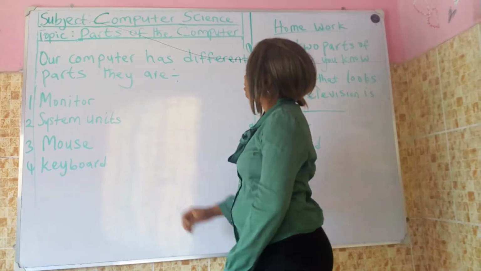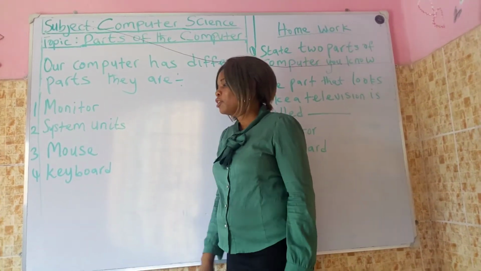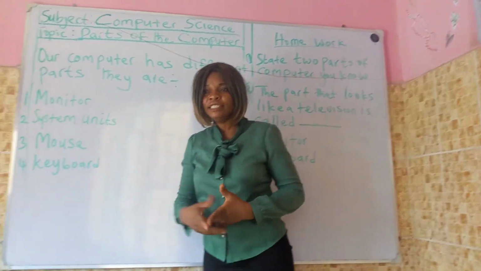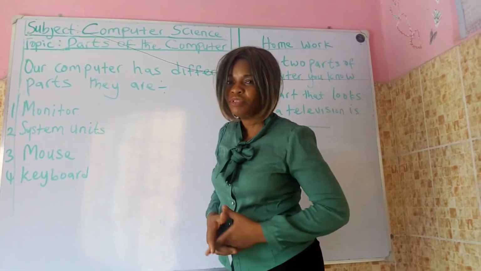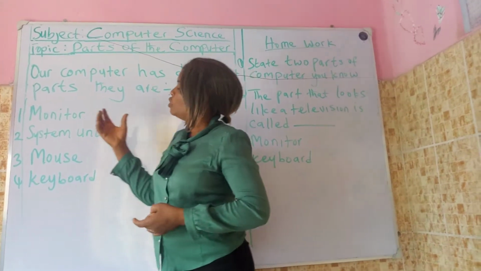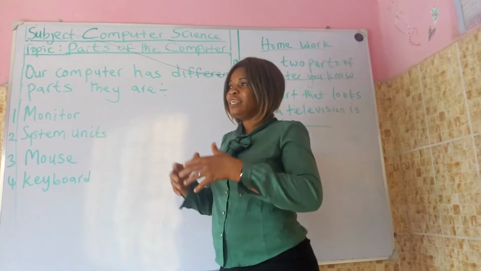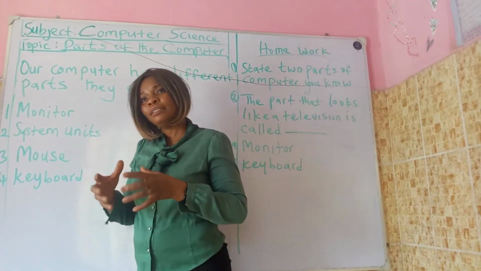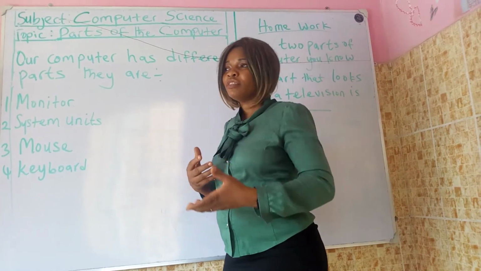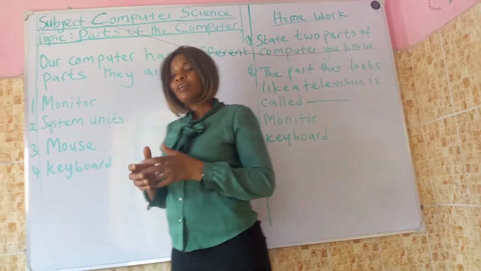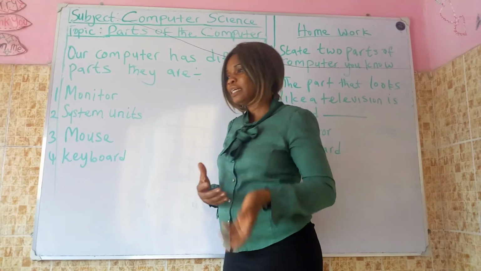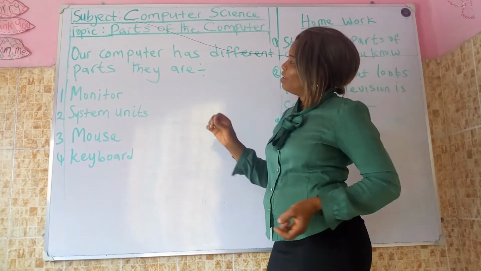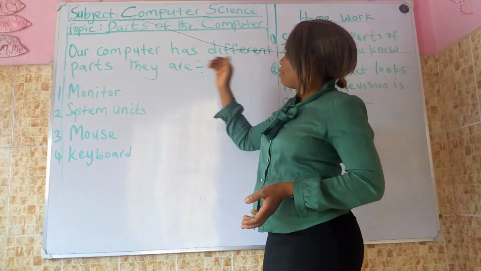Our subject today is computer science, and our topic is parts of the computer. We want to learn the parts of the computer. We know what a computer system is: that electronic machine that helps us to process our data and to give us our information. Our computer has different parts.